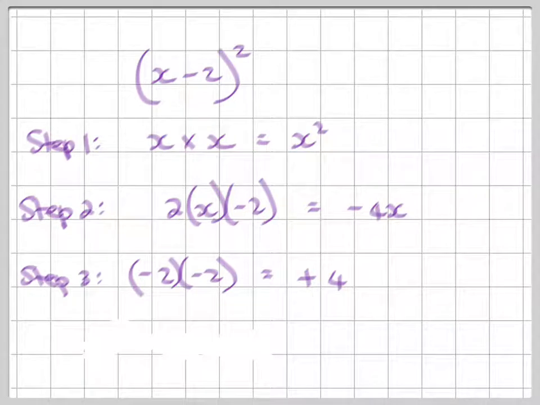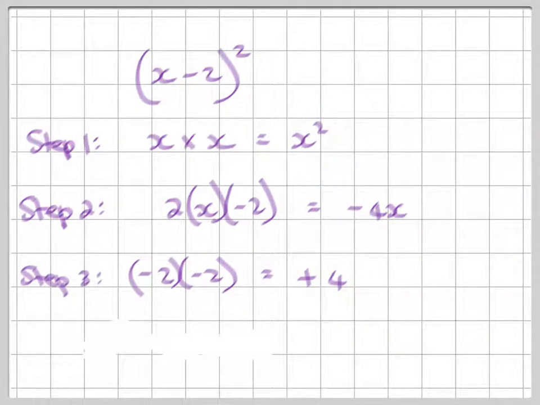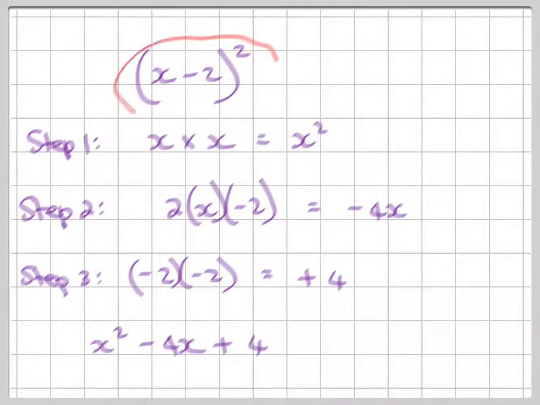Now, if you look carefully, you'll see here is our result. We just have to combine them all. So we're going to do that at the bottom there. We're going to write x squared minus 4x plus 4. And that is the answer of this squared.